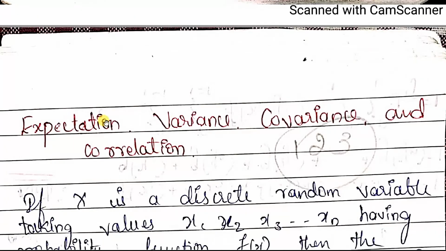Now we'll see the next concept under this joint probability distribution. In the continuous random variable and discrete random variable, we have seen mean, variance, and standard deviation. In a similar way, here we have some more terminologies to discuss: expectation, variance, covariance, and correlation. Here expectation is the term used instead of mean. There you have studied mean, variance, and standard deviation. Similarly, here, instead of mean, we have expectation.